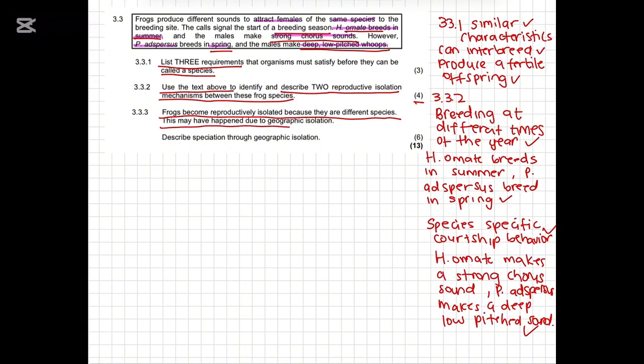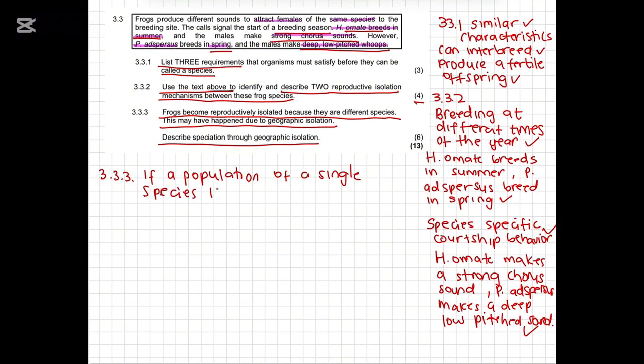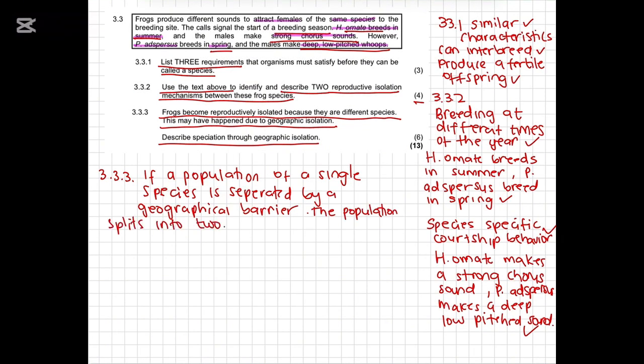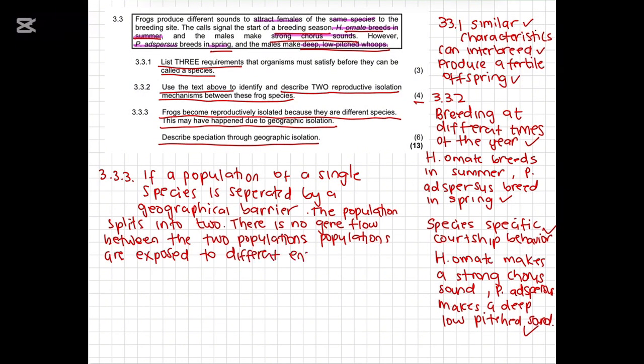Now, the next question, they say frogs become reproductively isolated because they are different species. Describe speciation through geographic isolation. So here we use our exam guidelines to describe speciation through geographic isolation, exactly as stated in the exam guidelines.